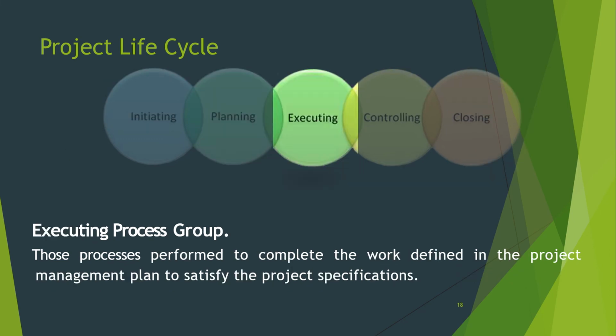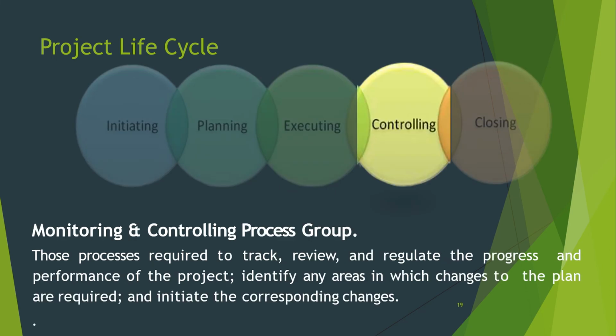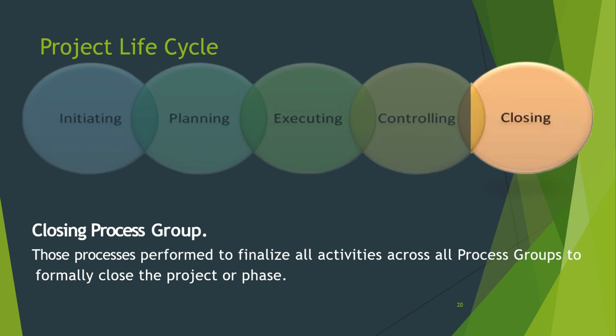Comes execution. This we will normally call work in action. Performed to complete the work defined in the project management plan to satisfy the project specifications. Controlling. This requires tracking, reviewing, and regulating the progress and performance of the project, identifying any areas in which changes to the plan are required and initiating the corresponding changes, the scope changes which we generally talk about. Finally, the closing phase. Those processes performed to finalize all the activities across all project process groups to formally close the project or the phase.